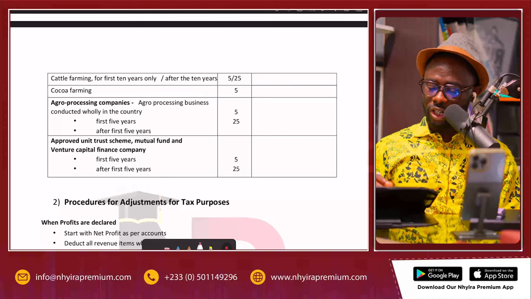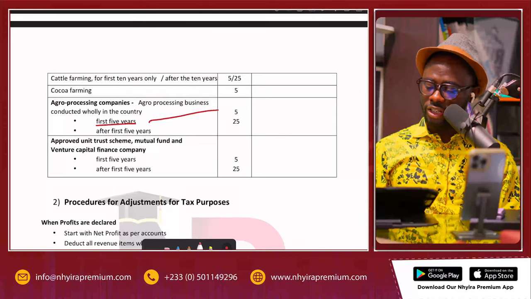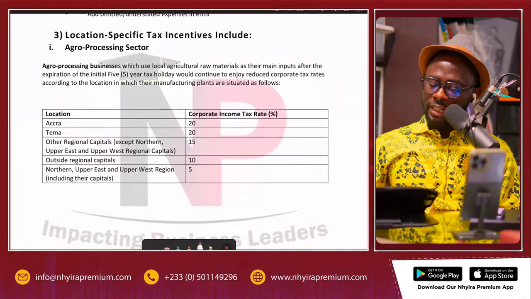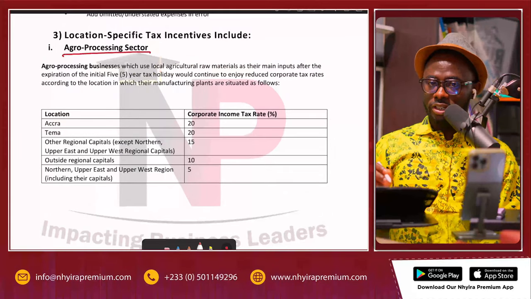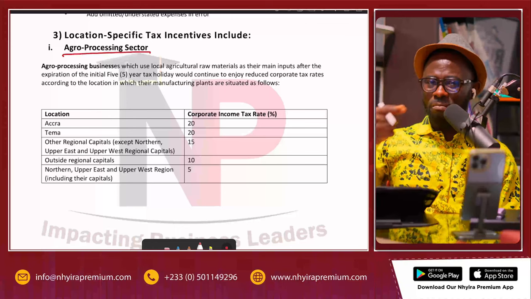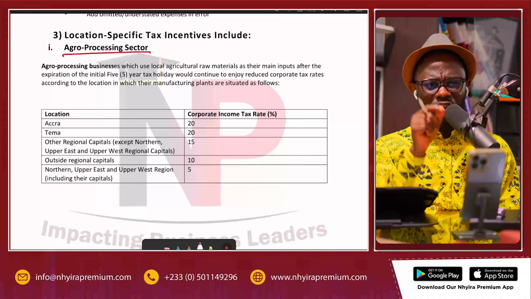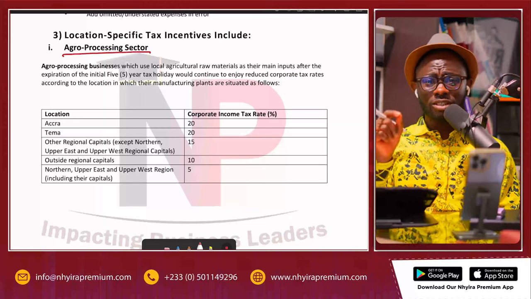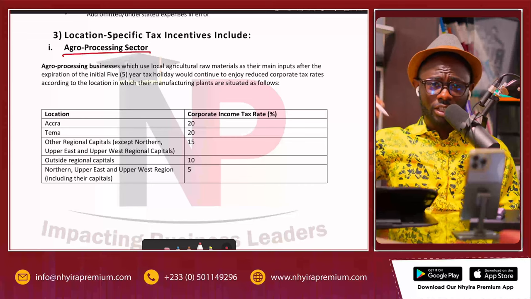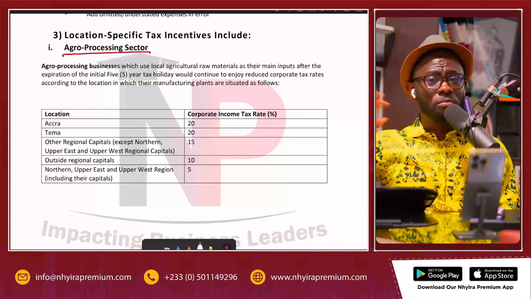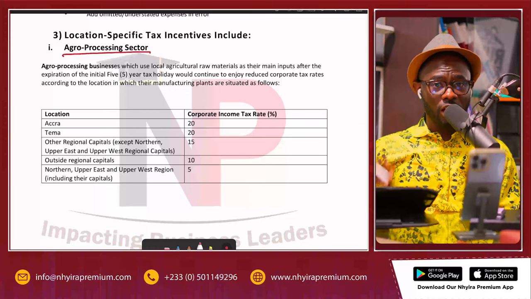Agro processing companies, first 5 years tax holiday, and then after that they enjoy 25%. There is a difference between an agro-processing company and a manufacturing company. Be careful about the context of the question, because if you use the wrong tax rate, you're going to get some ticks, but your final answer, which is going to carry a significant portion of the marks, is going to be gone. So make sure you have these rates here.